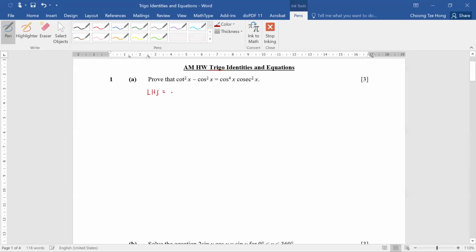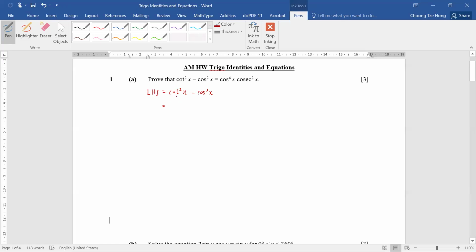So left hand side equals to cotangent square x minus cosine square x. We can't really do much to combine it if we leave it in this form. But you should always be thinking of converting cotangent square x to be in terms of sine and cosine, instead of just converting cotangent square x to 1 over tangent square x. I know that's the most direct thing that we learn, right? But if you convert it to 1 over tangent square x and try to combine with cosine square x, you realize that there's nothing much you can do to proceed forward.